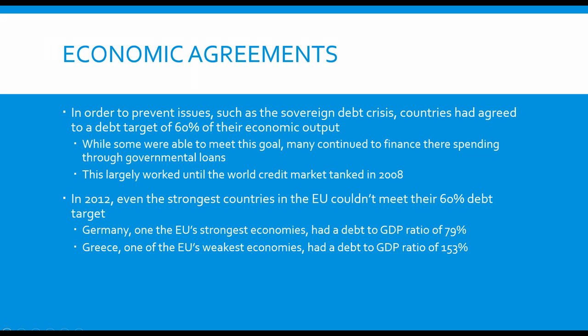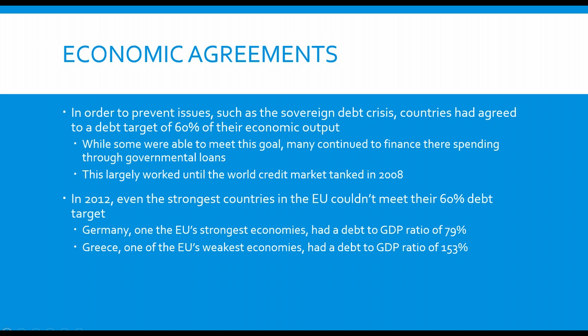So in order to prevent these issues with the sovereign debt crisis, countries have agreed to a target debt of 60% of their economic output. So that means that the debt level that you have is only supposed to be 60% of what your GNP is. While some are able to meet this goal, many continue to finance their spending through governmental loans. So in order to keep it going, they keep the deficit going and their debt continues to go up. This largely worked until the credit market tanked in 2008.